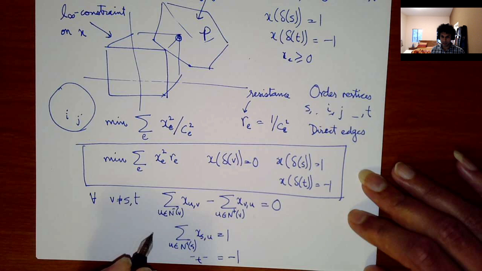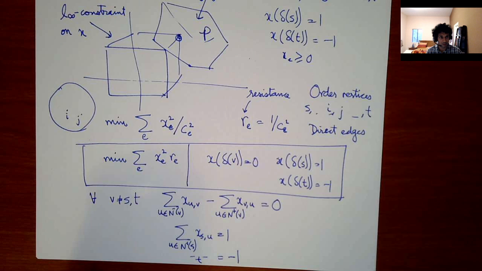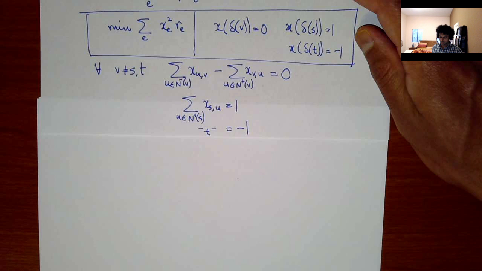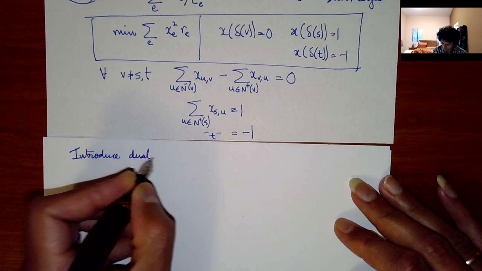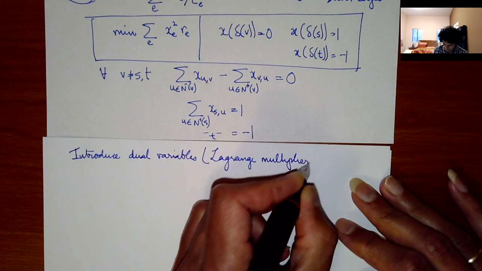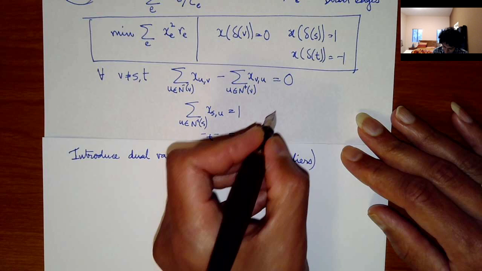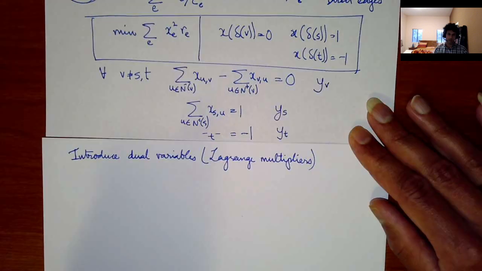I'm going to tell you about something called the Lagrangian, which is essentially the same notion of duality that we've dealt with, but really the general notion is the way to solve a constrained optimization. And so what we can do is introduce dual variables, and these are also called Lagrange multipliers. I'm going to refer to these as y. So we have ys corresponding to this constraint, yt corresponding to this constraint, and then we have the yv's corresponding to that constraint.